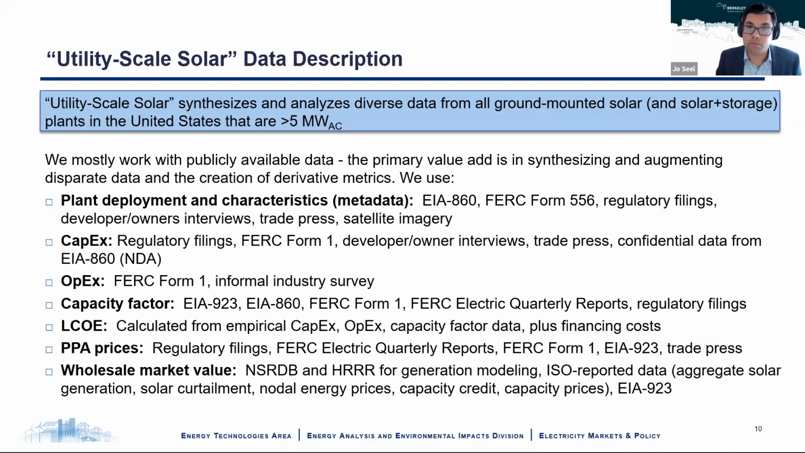Next slide, please. So this is a nice companion report to the Tracking the Sun data that Naeem just presented, which focused primarily on distributed PV. The utility scale solar project focuses instead on large scale installations that are larger than 5 megawatts AC. Throughout the entire continental United States, including Hawaii and Alaska, although in Alaska we don't really have any projects yet, that are ground mounted. So we don't look at rooftop or carport installations, but ground mounted projects that are larger than 5 megawatts.